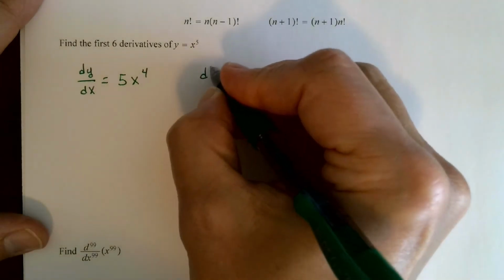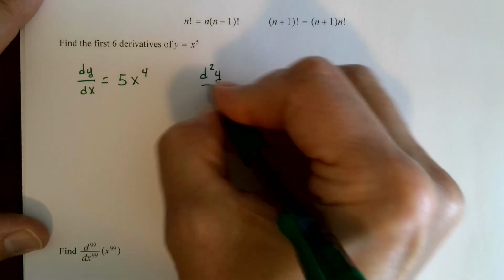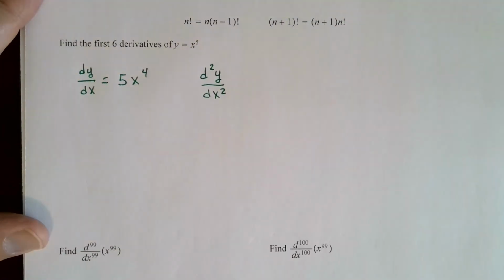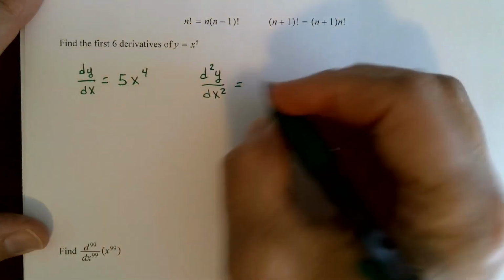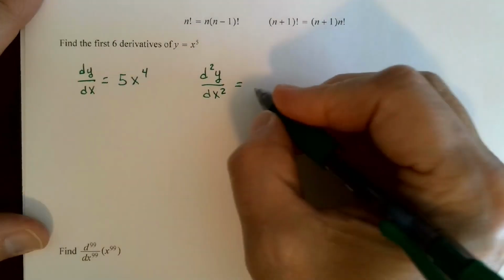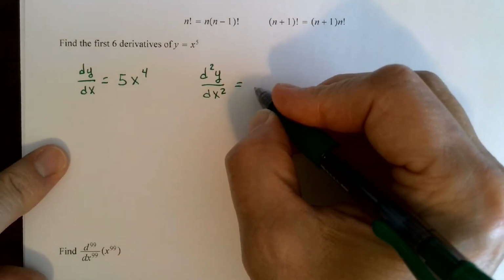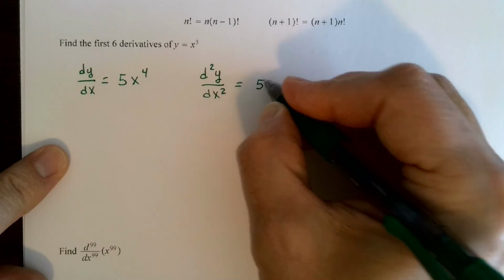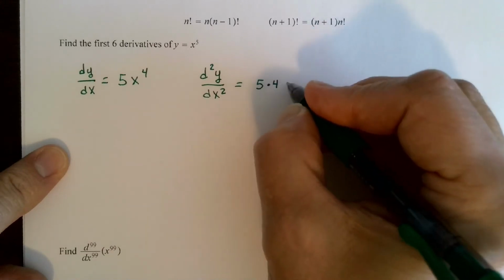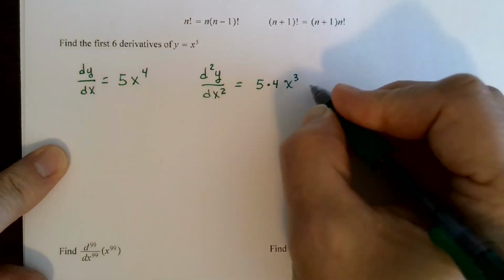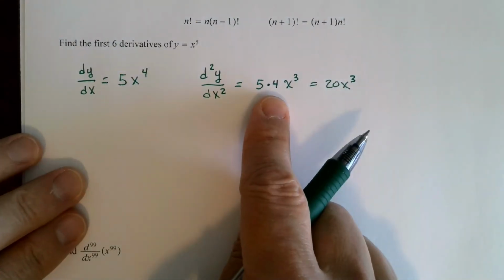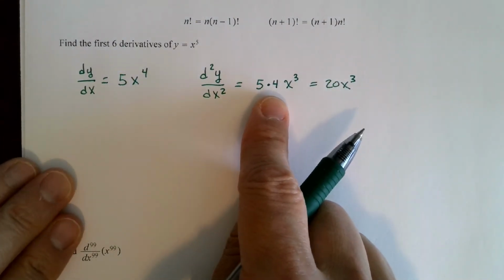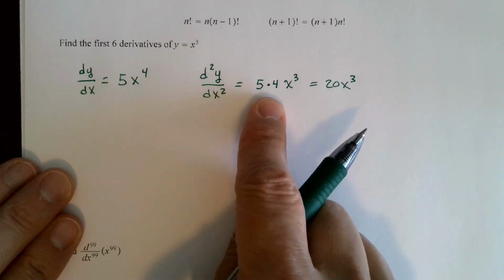What's the second derivative? Well, that's d squared y over dx squared. That's how we write the second derivative in Leibniz notation. So this is going to be what? Bring the 4 down. And some of you say, well, 5 times 4 is 20x cubed. I'm going to write this as 5 times 4 and then x cubed, which, yes, is 20x cubed. That's the answer. But I'm going to be getting to a pattern here, so I want to leave it that way as well.